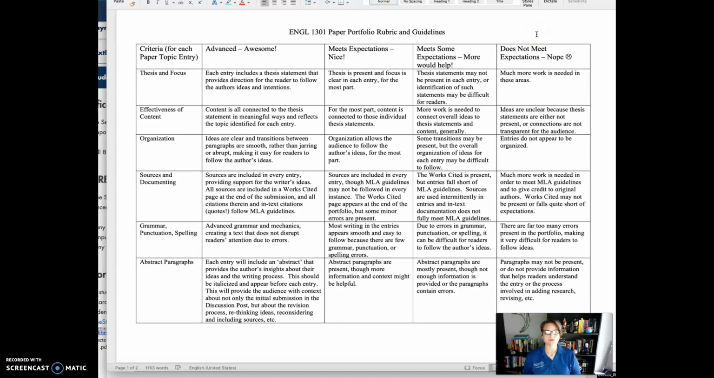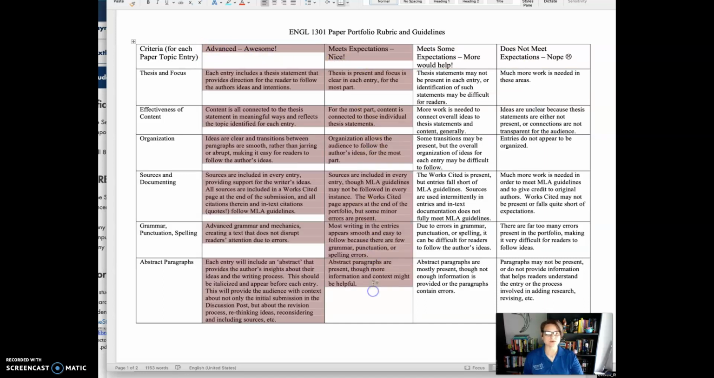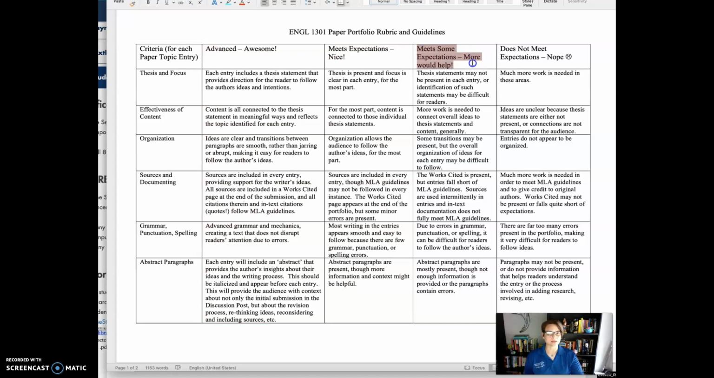So this is posted to D2L, and this is what most rubrics look like. On the left-hand side, I've included the general criteria, and then we have the different columns that have the expectations. What I usually tell students is that we should really be sticking to these two columns, right? The advanced, which is awesome, or the meet expectations, which is nice. Those are two columns that show that you've done the work and you've paid attention to the guidelines and requirements. We should really not be striving for meets some expectations or does not meet expectations, but those are present just because I want you to have a visual of where you want to be and where you want to avoid being, right?